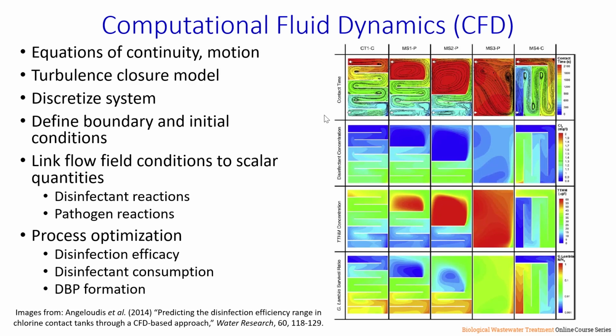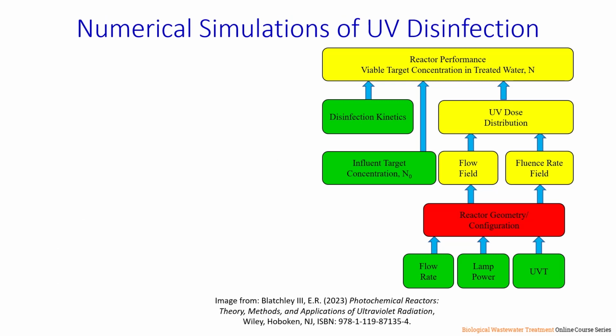But the point of this graph really is that we can conduct these simulations on the computer before we go about building a physical prototype or a full-scale system. And those simulations on the computer, because they're accurate, allow us to converge on an efficient reactor design before we actually start pouring concrete. A conceptually similar approach can be applied for UV disinfection.